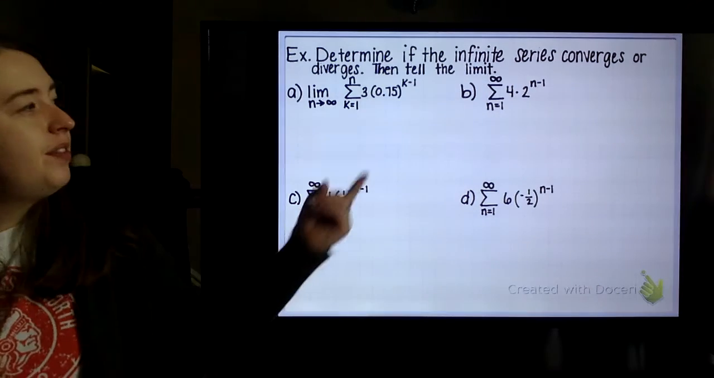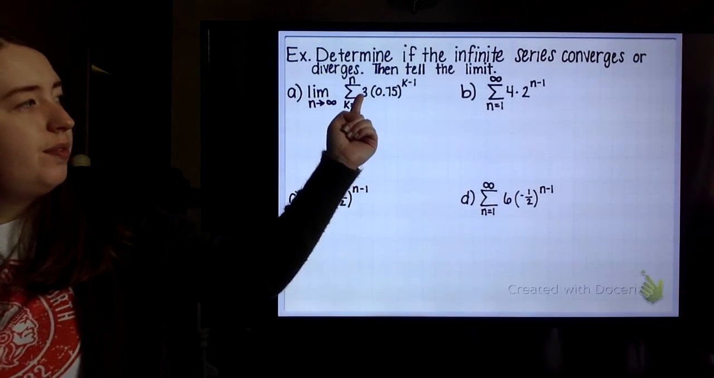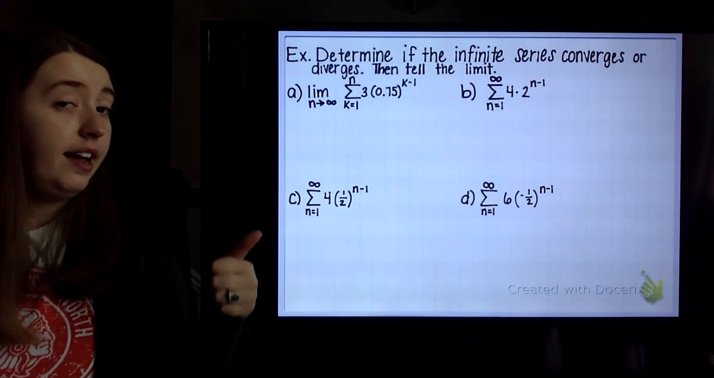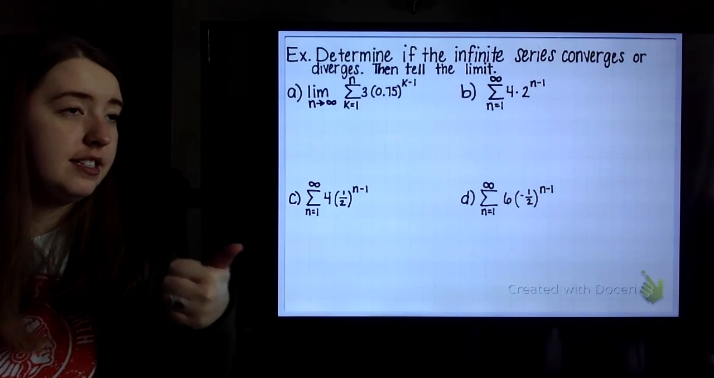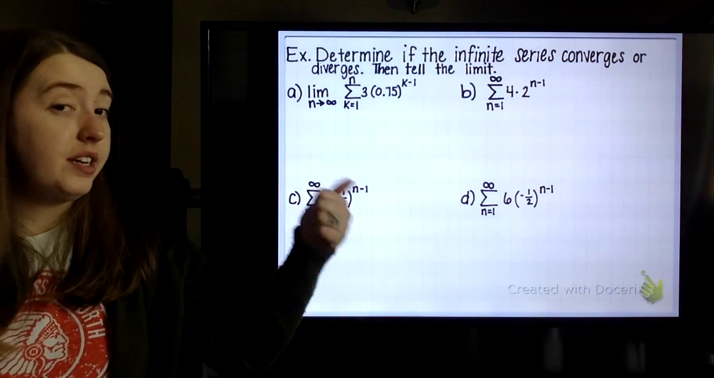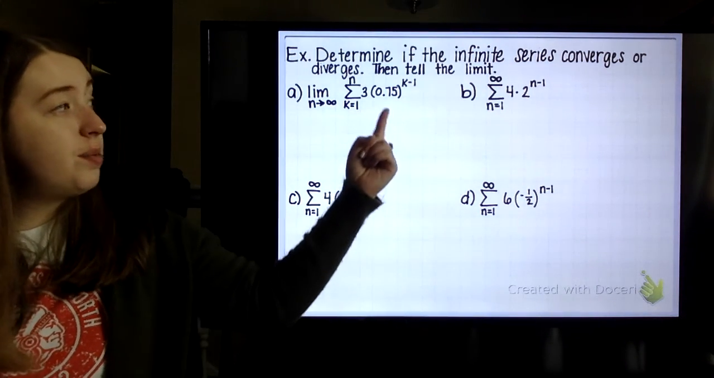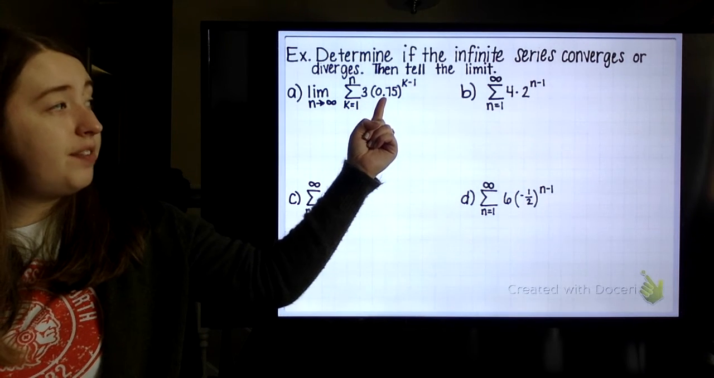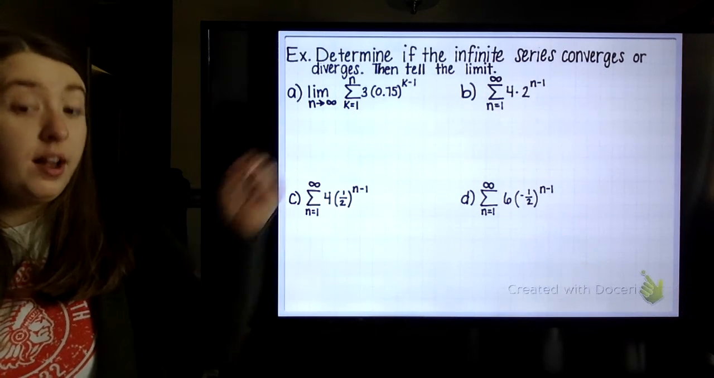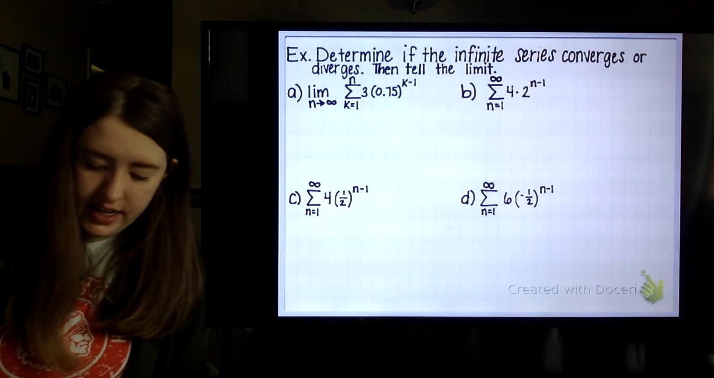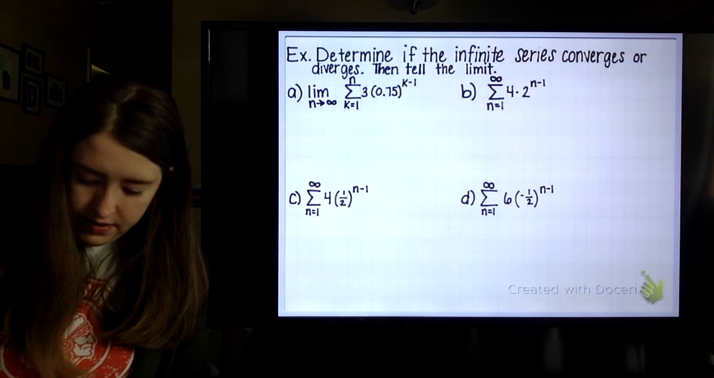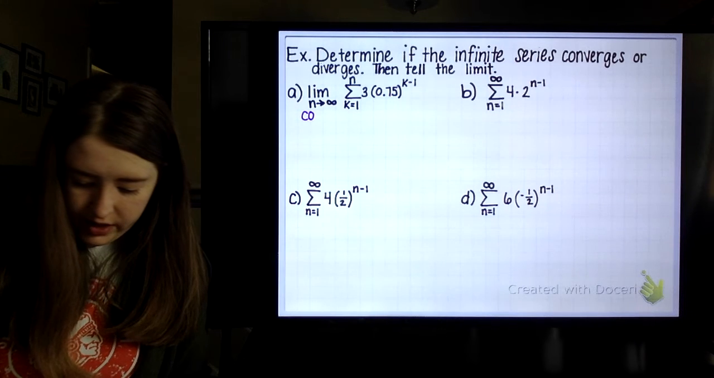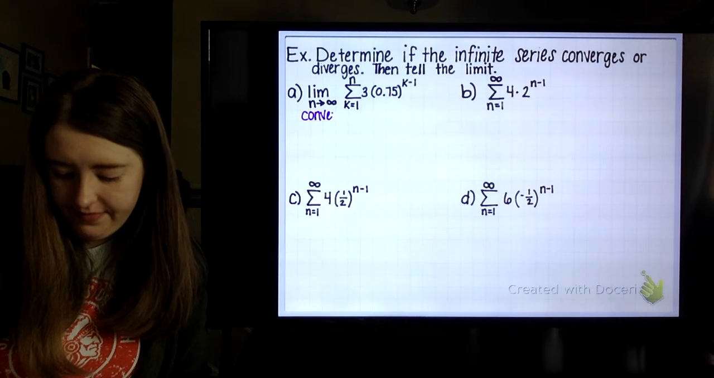Right here, since I have something to a power, I know that it is a geometric series, so that's a good sign. Next thing we have to do is look at r. r is the one with the exponents on it. So that's 0.75. 0.75 is less than 1. It's geometric and the r value is less than 1, so it converges.